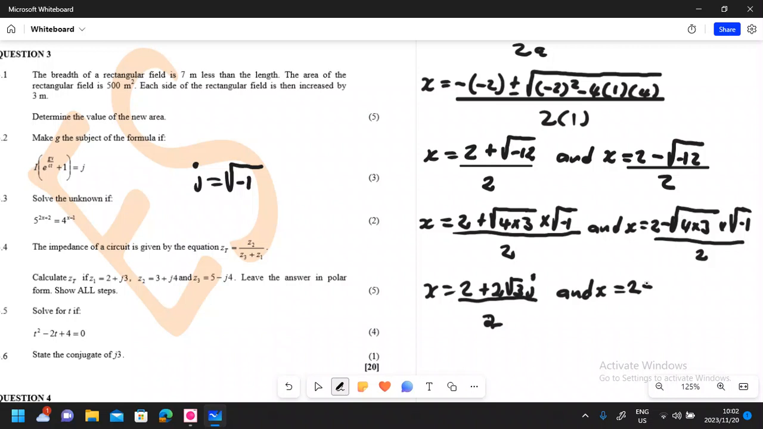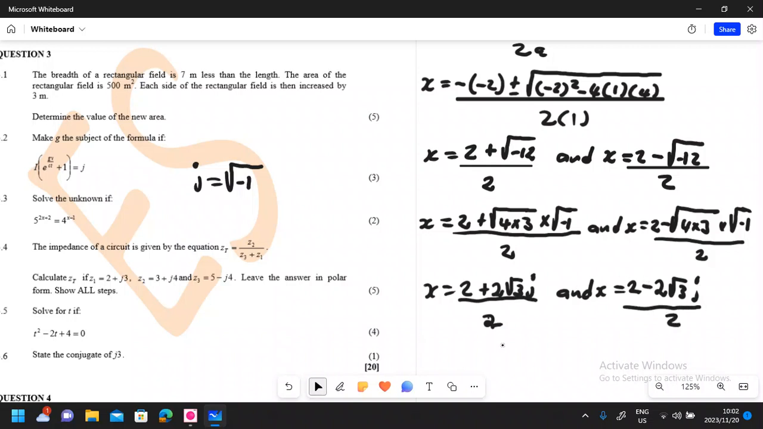And then same thing here. What is the square root of 4? It's going to be 2, and inside the bracket you're going to be left with 3, and then multiply by what is the square root of -1. This is going to be i over 2.